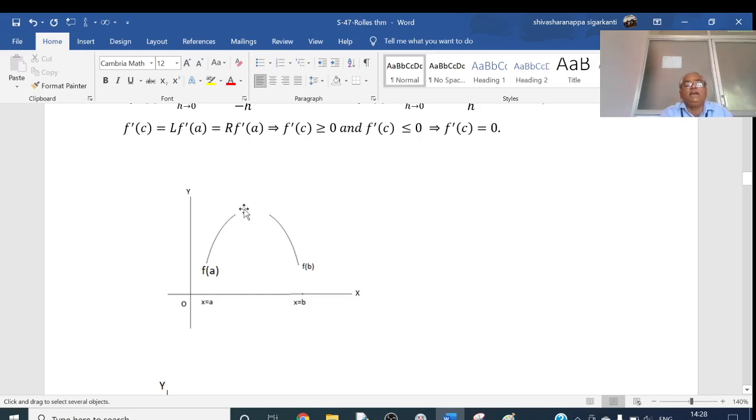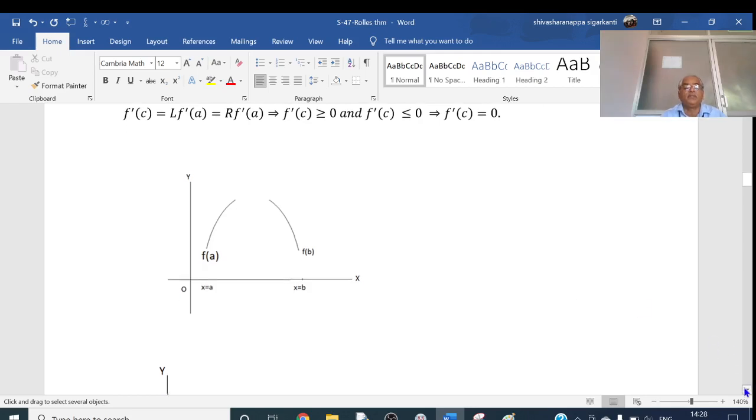And here we are not getting any point such that f dash of C equal to 0. F dash of C is not equal to 0. So we can draw the tangent from this point to this point, similarly this point to this point. But here there is no curve. It is not possible to draw the tangents at this region. Means there is no point C such that f dash of C equal to 0. This is not satisfying the conditions of Rolle's theorem.